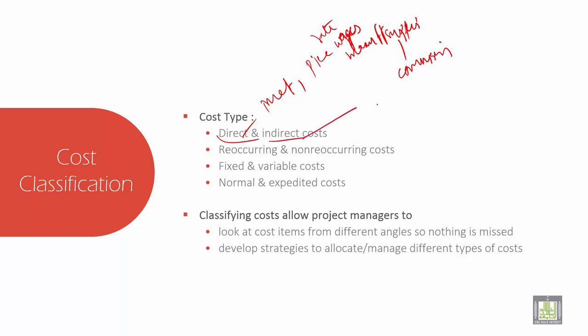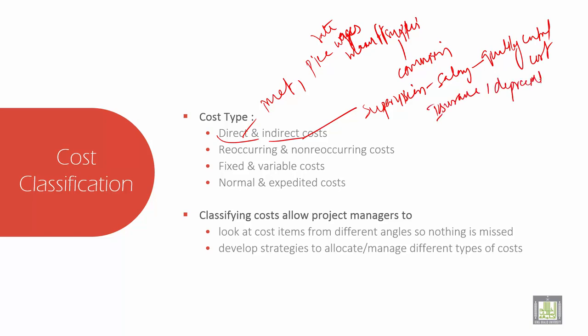Indirect costs talk about supervision salaries, the supervisor's salary, then quality control costs, insurance, and depreciation. All these costs are known as indirect costs. Then we have recurring and non-recurring costs.